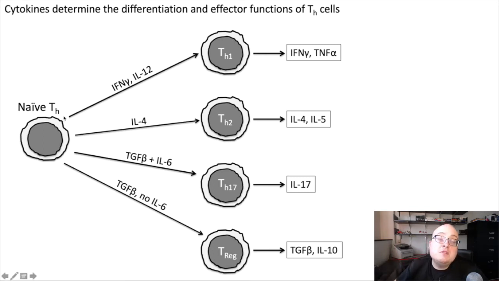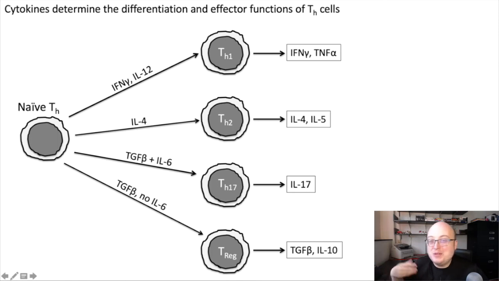So remember that T helper cells, their effector function actually is the secretion of cytokines. They influence other immune cells through signaling through cytokines. And so when we have a naive T helper cell, this is a naive CD4 T cell which hasn't seen its antigen yet. It's in a homeostatic state.